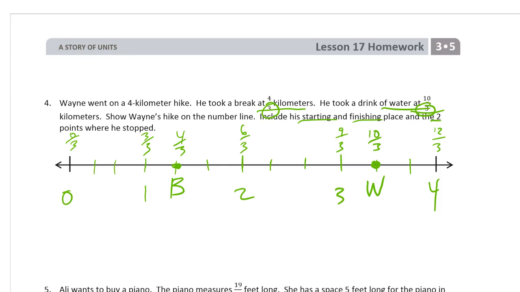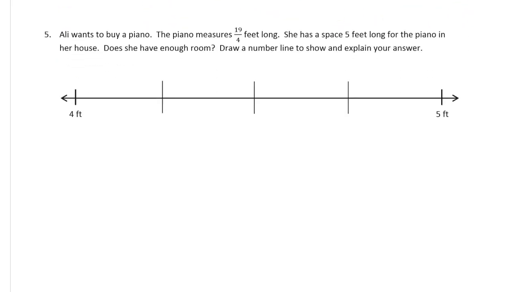Oh, starting and finishing place. So S for start, F for finish, and the 2 points where he stopped, that's everything we're supposed to do.